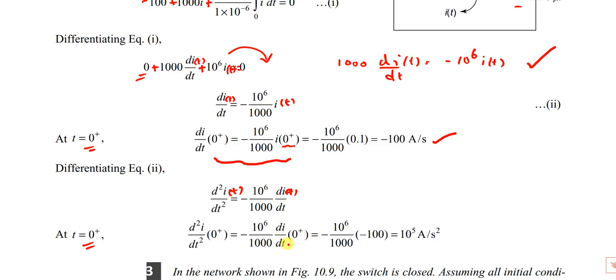This value will get di by dt of 0 plus. Di by dt of 0 plus, again you have to get it from the previous. So it is equal to minus 100. Substitute minus 100 here. This minus, and again one more minus. Minus into minus becomes plus. So this is 10 power 6, again here 10 power 2 is there, so 10 power 8. 10 power 8 minus 10 power 3 is 10 power 5.